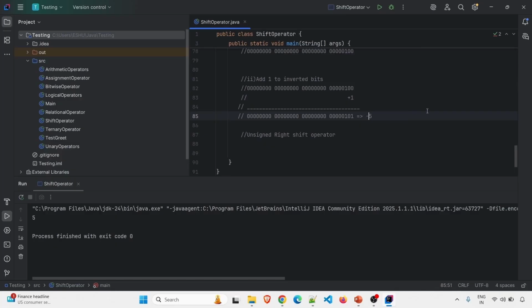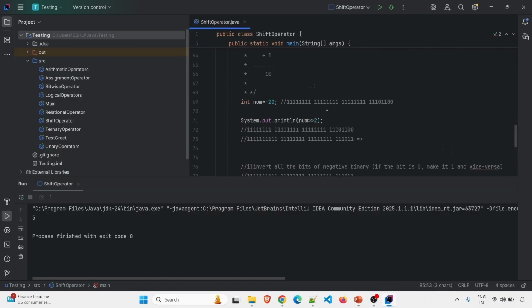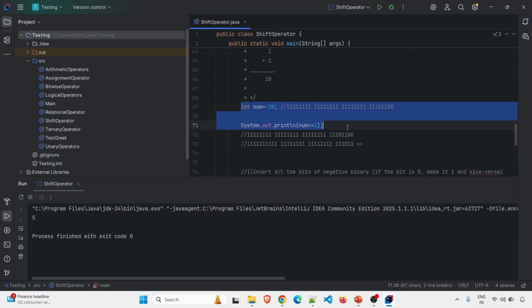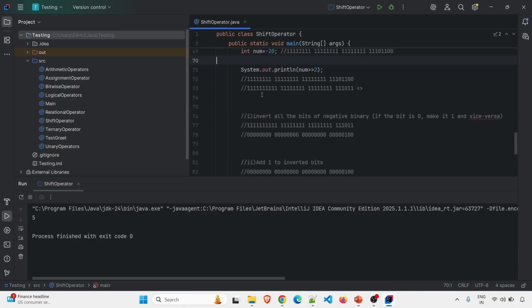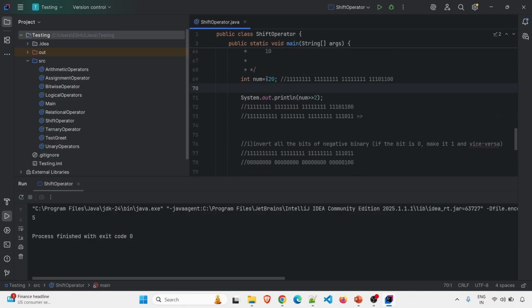So this will be a negative number, so we should get output as -5. Now let's see if we are getting that. This is our code, and I have explained how the right shift operator works for negative numbers. So if I run this code, I should get output as -5. Yeah, I'm getting output as -5.